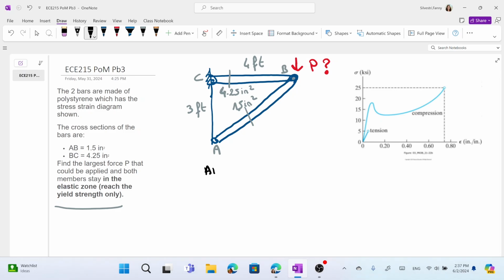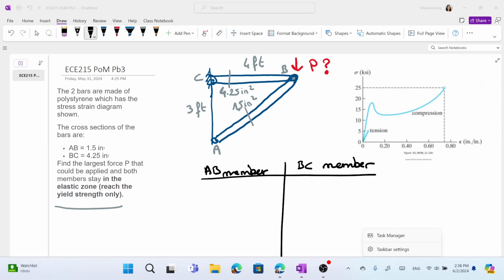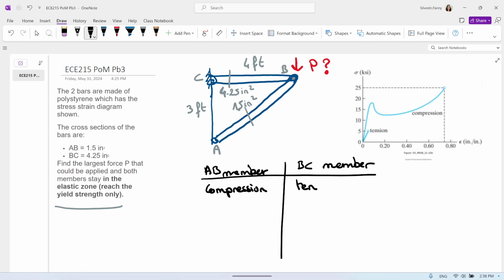I will put the AB member and the BC member, and we will make all the steps. The first thing that we can check is which one is in compression and which one is in tension. The force P is pulling down, so it's compressing AB. So AB will be in compression, and BC will be in tension.